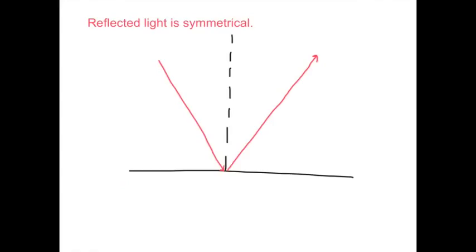When light is reflected off of a smooth surface, the reflected light is symmetrical. This means that it reflects at the same angle as the incoming light. The angle of incidence is the angle between a ray that strikes a surface and the line perpendicular to the surface at the point at which it strikes. So I've drawn this black dotted normal line to the surface. And this angle here, theta, is the angle of incidence. That's the angle between this light that's striking and this perpendicular line.